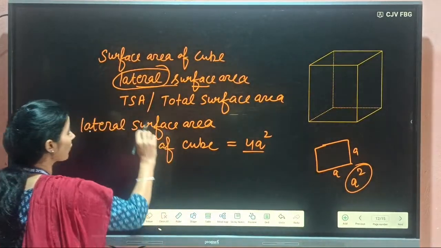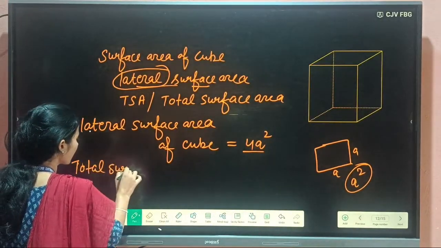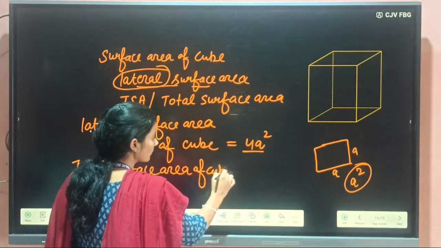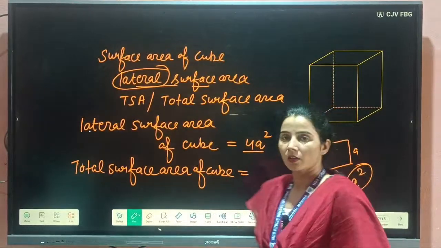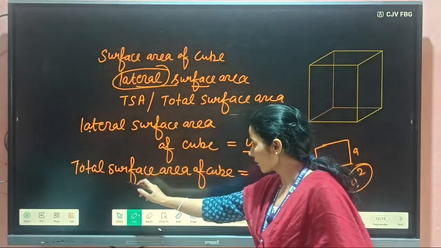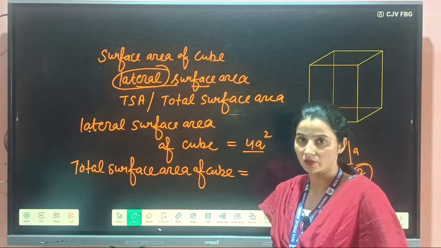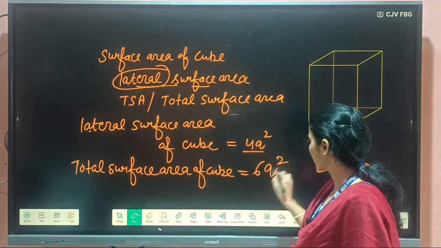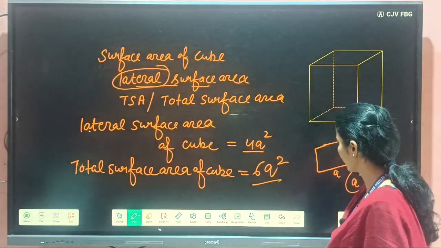And now if I have to find out its total surface area of cube, this time we have to include top and bottom, including lateral surface area, which means area of 6 faces. So one face area is a square, then six face area will be 6a square. So what will be total surface area of cube? 6a square.